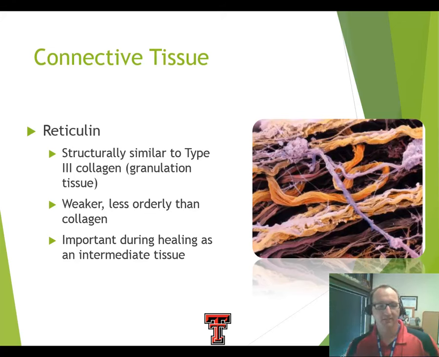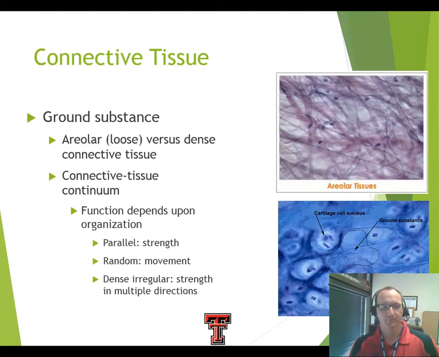Reticulin is an important intermediate tissue. Our body will utilize type 3 collagen and reticulin during the healing process, but hopefully that's temporary. Through loading, we can hopefully trigger the remodeling of that tissue to look more like what it was prior to injury. Okay. Ground substance, we've got areolar or loose, where you see lots of air, lots of opening, versus dense connective tissue, where we don't have that opening.